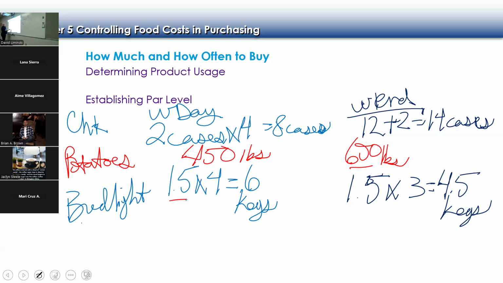For Bud Light, we have 1.5 kegs Monday, Tuesday, Wednesday, Thursday. So times 4 is 6 kegs to get us through the week. On the weekends, 1.5 times Friday, Saturday, Sunday, times 3 is 4.5. Okay, so I would probably round that up to 5 kegs, because we cannot call Silver Eagle and say, hey, can you send me 4.5 kegs of Bud Light? Okay, we have to round it up to a whole number. Questions, comments, concerns about establishing par?